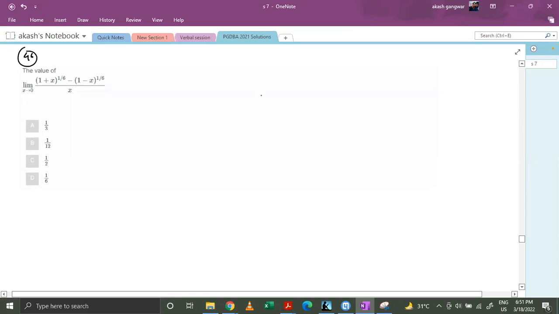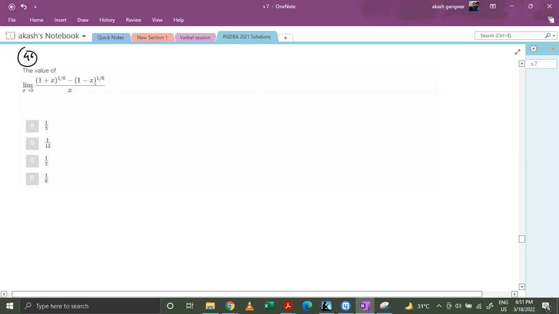Let's discuss question number 46. The value of limit x tends to 0, (1 plus x) raised to the power 1 by 6 minus (1 minus x) raised to the power 1 by 6, whole divided by x. Now this can be done in two different ways. One is L'Hopital and the other one is binomial expansion.